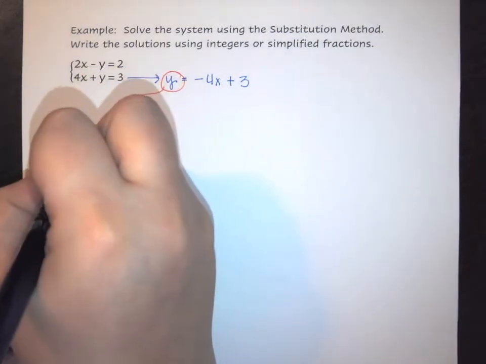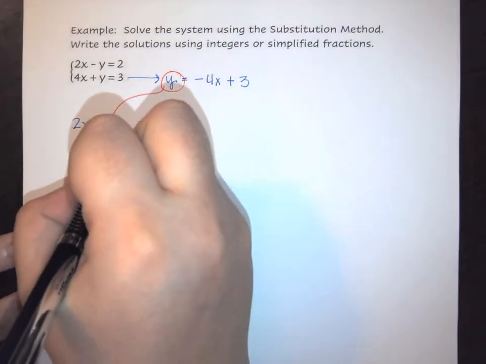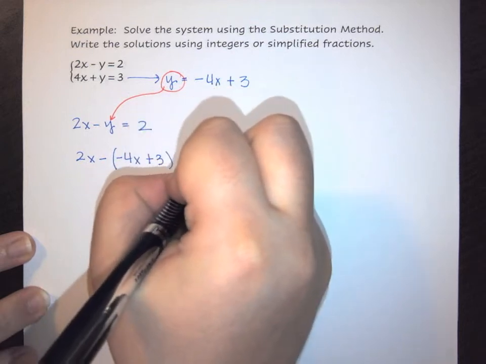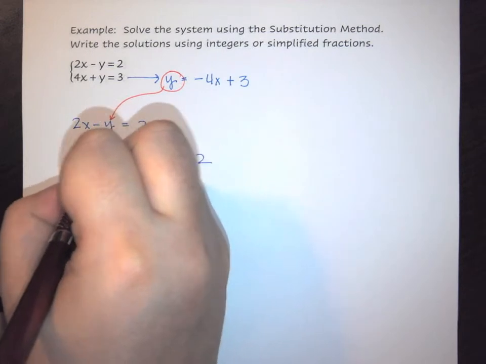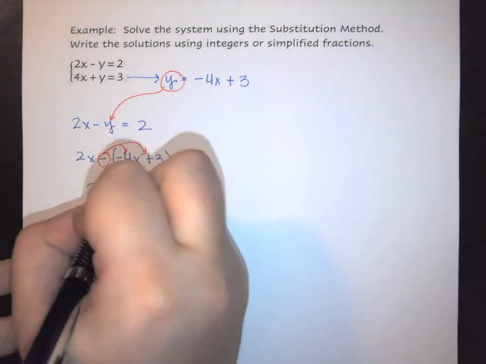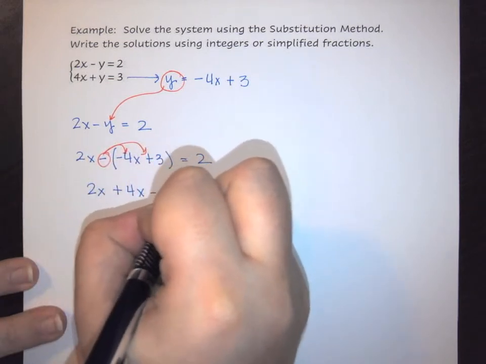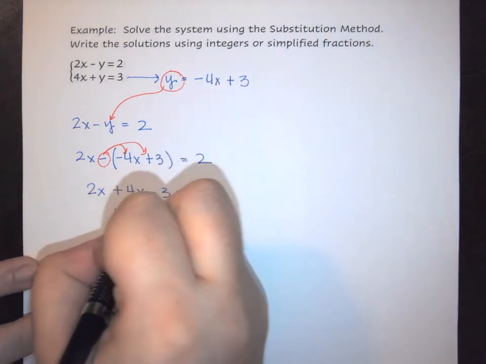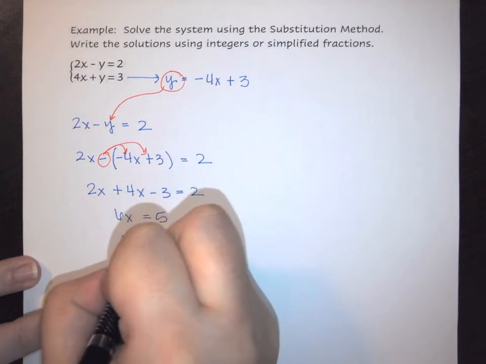So what's going to happen is we're going to end up with 2x minus, and then open a parentheses, and we have negative 4x plus 3 equals 2. We need to take this negative and distribute it through our parentheses here. So we get 2x plus 4x minus 3 equals 2. So here combine your terms. 6x is equal to 5, so x equals 5 over 6.